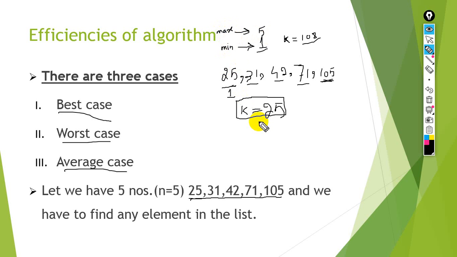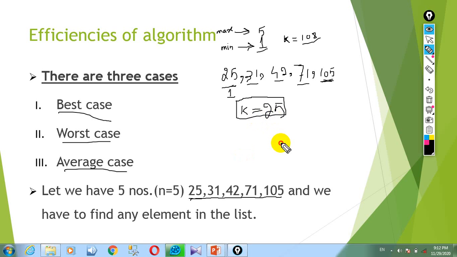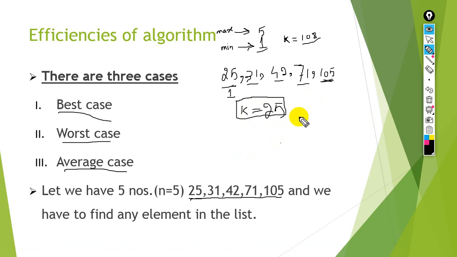This algorithm is only in the best case. It takes the minimum time, the minimum time complexity, when searching for 25. So this algorithm is in the best case: k is equal to 25 when we are finding the first item. So that will be in the best case.